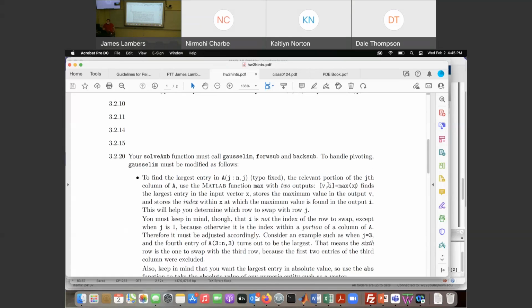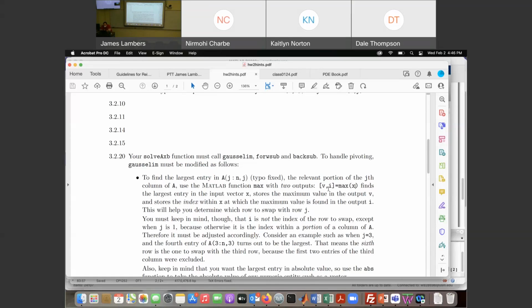If you call max with 2 outputs instead of 1, the first output V is the largest element of X. So that's the actual maximum value. The second output is the index where the maximum was found. So that's what you need to make use of. That helps you determine which rows to swap.